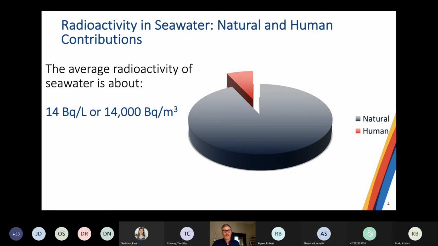because we've been able to sort out how to fission elements, we've got fission fragments and heavier elements from neutron capture that exist in the environment that we've produced that contribute to that total amount of environmental radioactivity. But most of it that's there in seawater is there because of naturally occurring elements and isotopes.